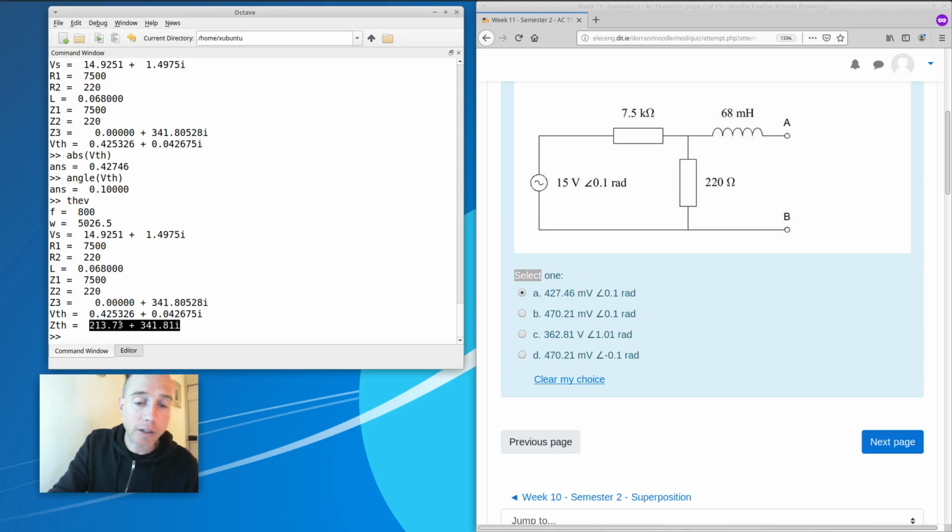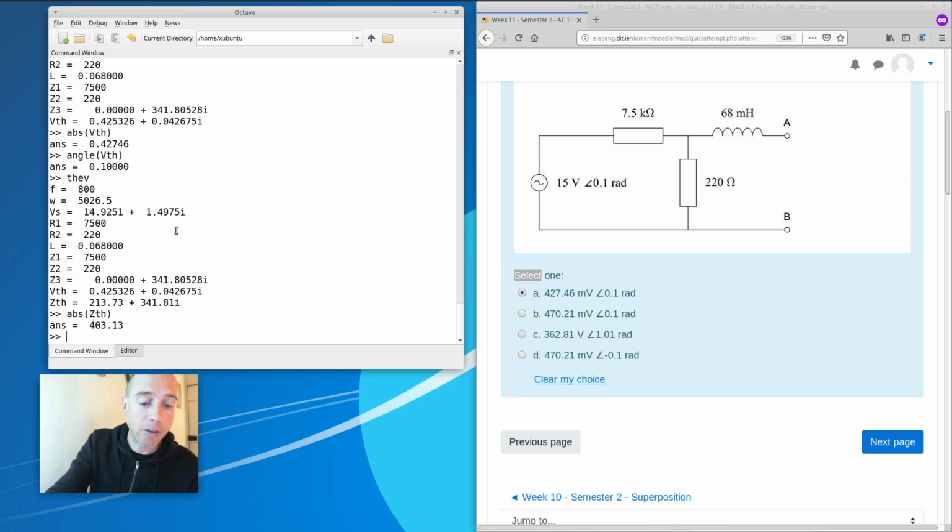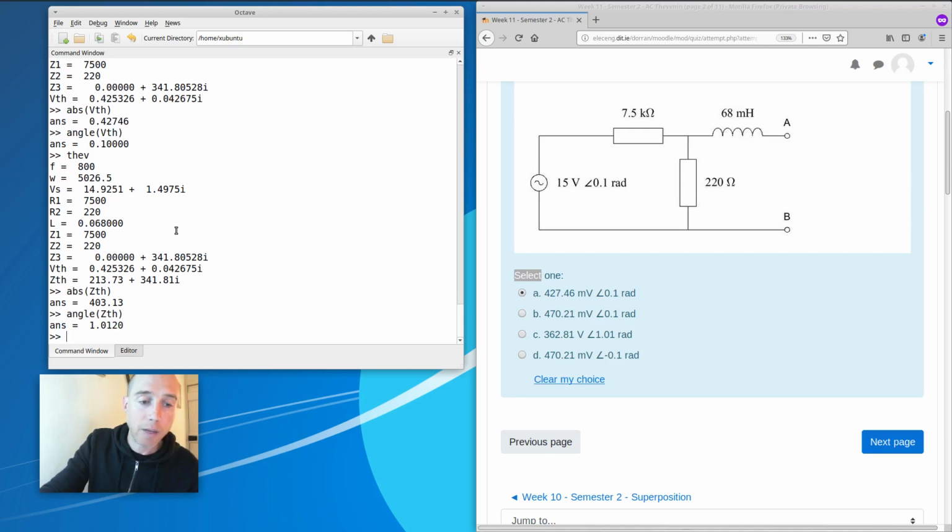It's shown here in Cartesian form. If you wanted to get it in polar form, you could do the same thing that I did before. You could get the absolute value of it, and you could get the angle of it to get the phase of it. So if that's what you were asked to do, in this case it has a magnitude of 403.13 volts and a phase angle of 1.012 radians.